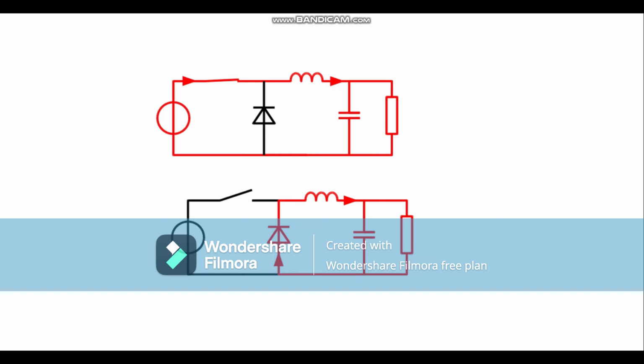When the high side switch is off and the diode conducts, the inductor releases the stored energy, continuing to supply current to the load. Figure 3 shows the off state.